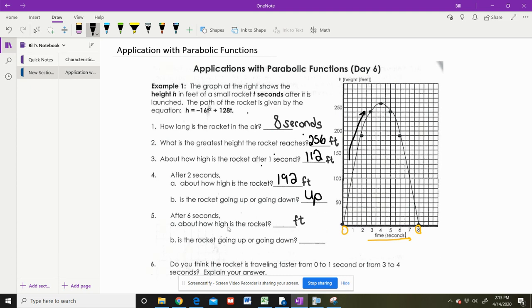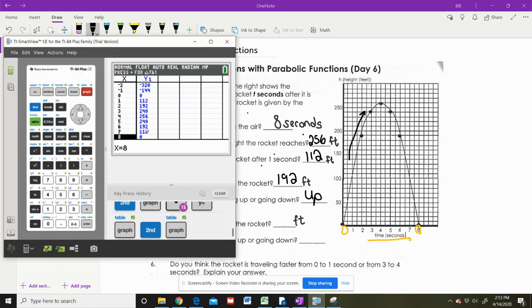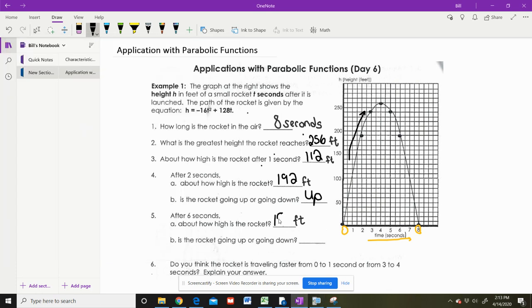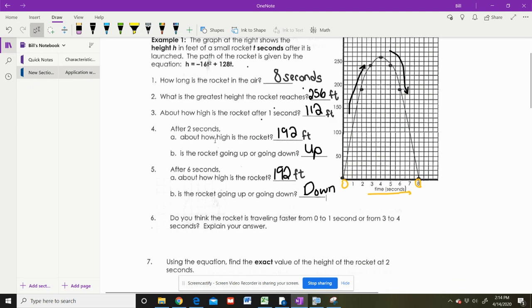And then it's asking after 6 seconds about how high is a rocket. So 6 seconds is right there. That was 2. This is 6. So again, if I grab my graphing calculator and go, okay, 6 seconds, I'm at 192 feet. So when I come in here, 192. And now it's asking, is the rocket going up or down? So at this point, the rocket has already reached its maximum height and it's coming back down. All right. Okay. So that's some of the questions on the parabola.